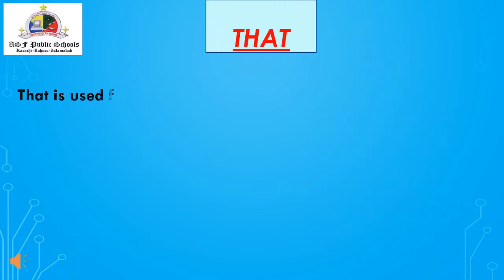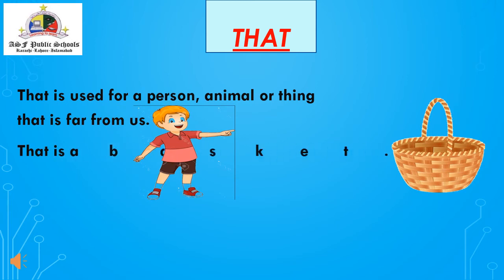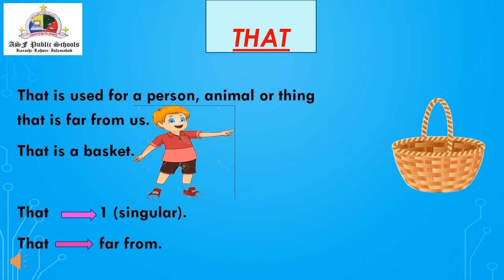That is used for person, animal or thing that is far from us. Have a look at an example. That is a basket. Here the boy is pointing towards the basket. The basket is far from him. So the noun which is far from us and singular in number, we use the word that for them.